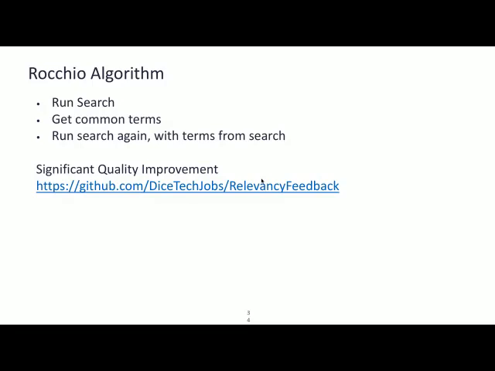So what this algorithm does is you run a search, you get common terms that come back in the search, and then you use that to ask yourself the question, what should I have searched for if only I'd known about this space of problems? So in the Python and machine learning example, you would expect the Rocchio algorithm to find terms like TensorFlow and scikit-learn and then search for those instead. This is very fast. It's a really good way to improve the relevancy of search engine output. And I've included a link here to the Dice GitHub page where they have written a Solr plugin, which works very well. It's very easy to set up too.